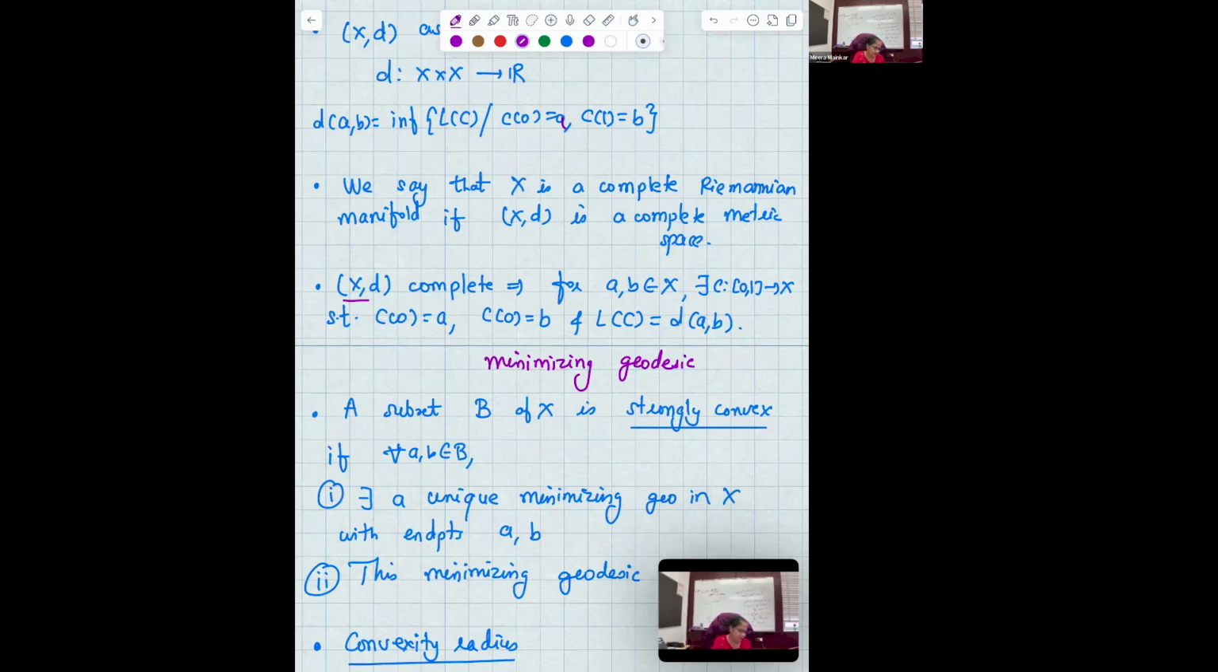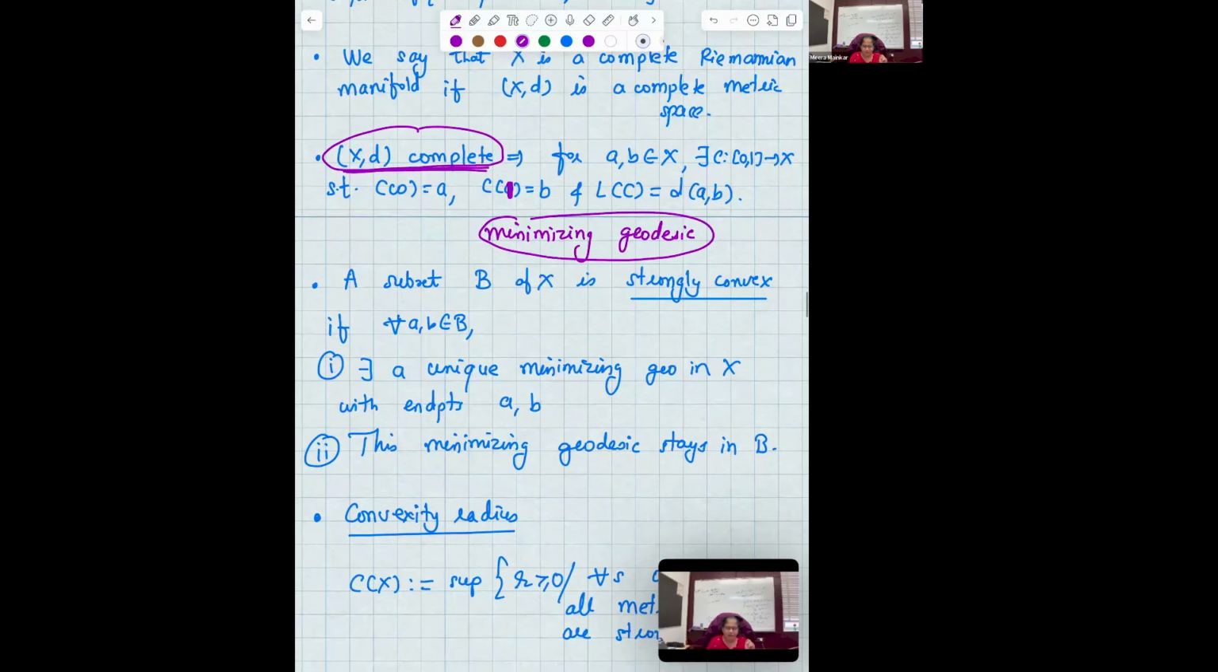So if you have a complete Riemannian manifold, then for every pair of points there is a curve that joins point A to point B, with the length of that curve exactly the infimum of all the lengths of the curves joining A and B. So this curve is known as a minimizing geodesic. And that is true if you start with a complete Riemannian manifold.